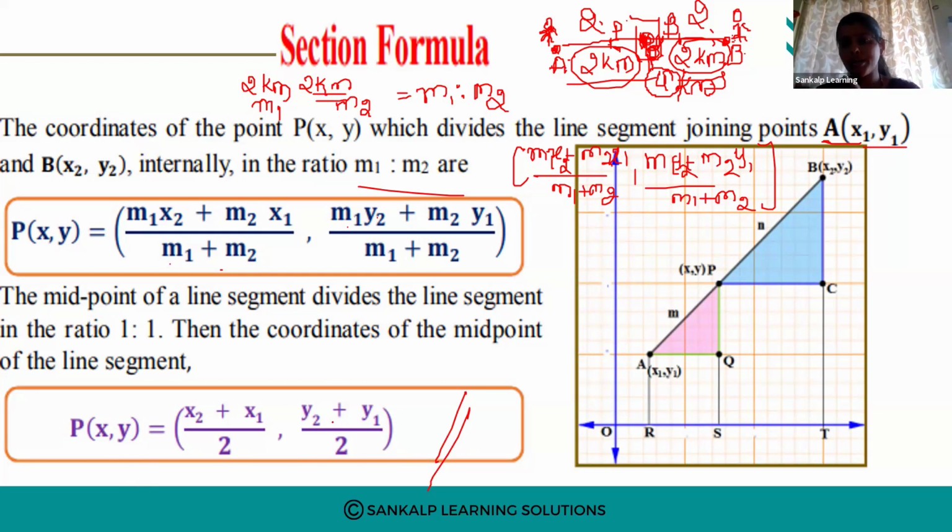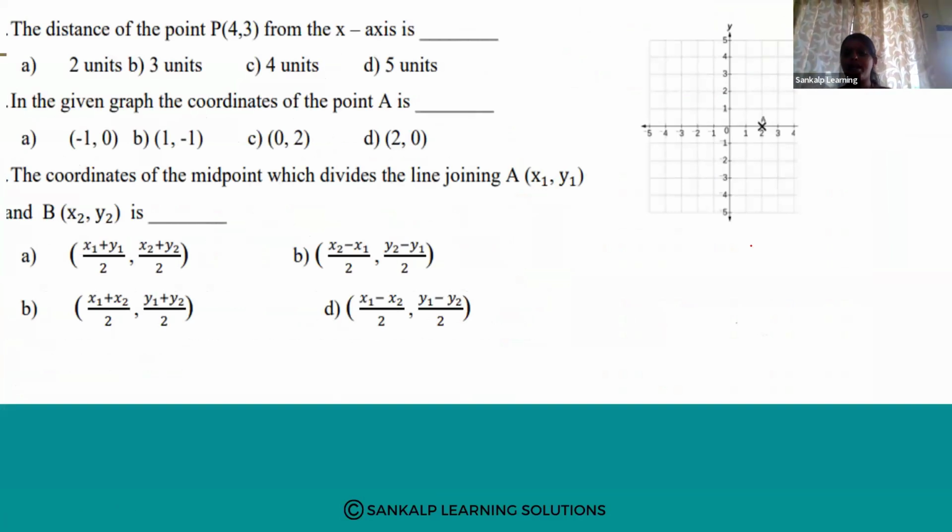See, if you have the values of m1 and m2, then you are going to use the section formula directly. Okay. Next, see here, A and B, these two are the points. A has the coordinates x1, y1 and B x2, y2. And this is the point P. P divides the line in the ratio m is to n, or you can say m1 is to m2. Right? Next, by using these formulas, we are going to discuss some MCQ questions.